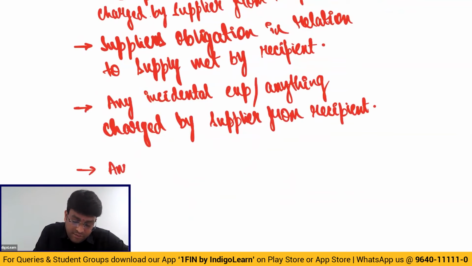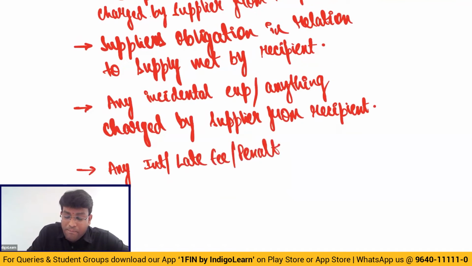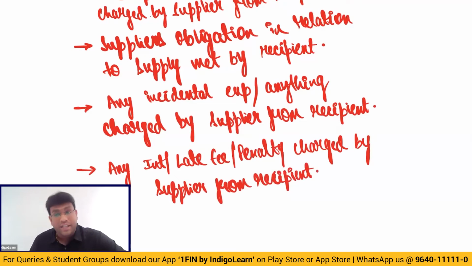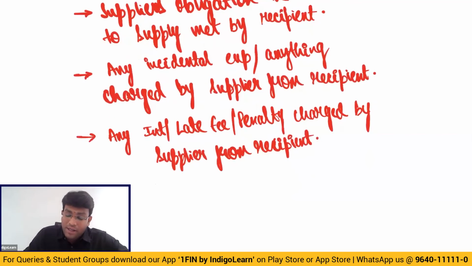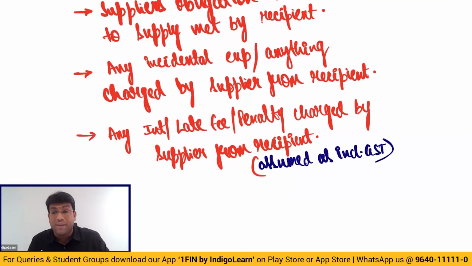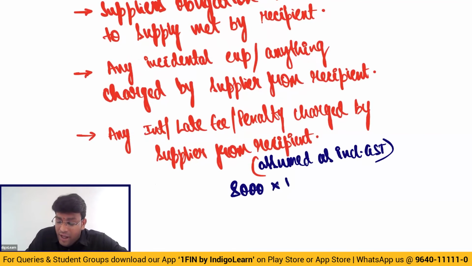Fourth point, my dear friends, any interest, late fees, or penalty charged by supplier from recipient. And this is generally assumed as inclusive of GST. That is, when inclusive of GST means what? Imagine the question they gave 8,000 rupees as late fee. Then how will you calculate value? 8,000 into 100 divided by 118, assuming 18% GST. This will do reverse calculation, my dear friends. I hope we are getting clarity on this point, everyone.